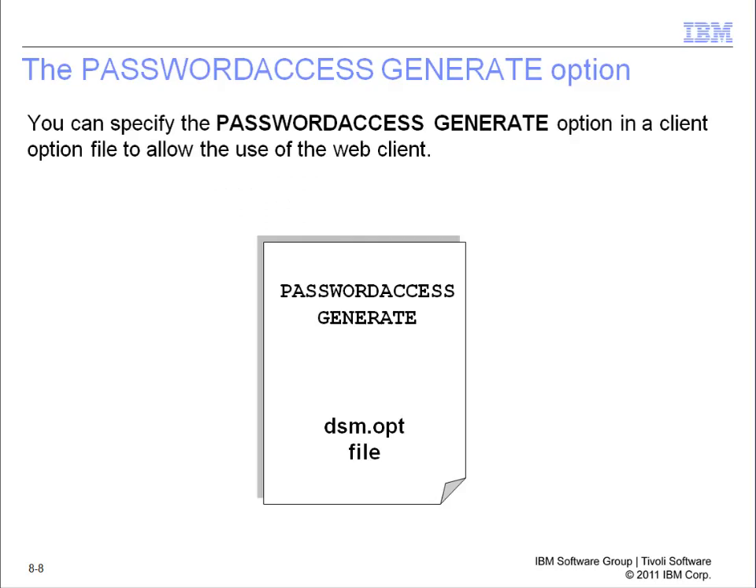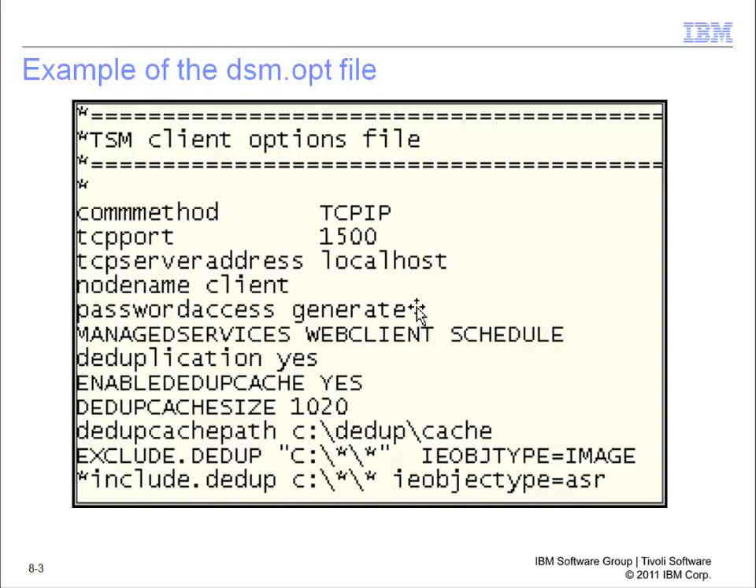The password access generate option is something you're going to want to have when you're using your web client. What it does is, if a client receives a return code from the server saying that the password is expired, the client has the ability to generate a new random password. This is what the option would look like in your dsm.opt file.